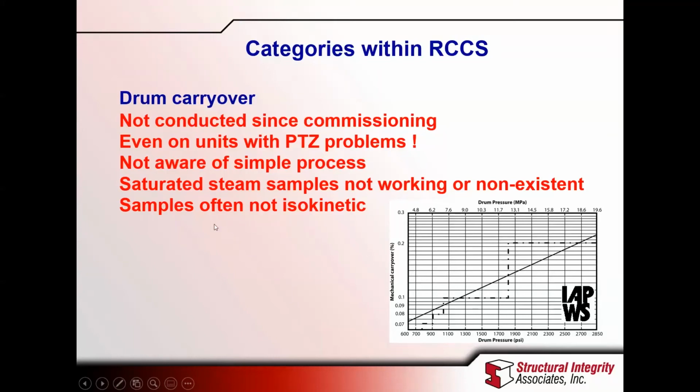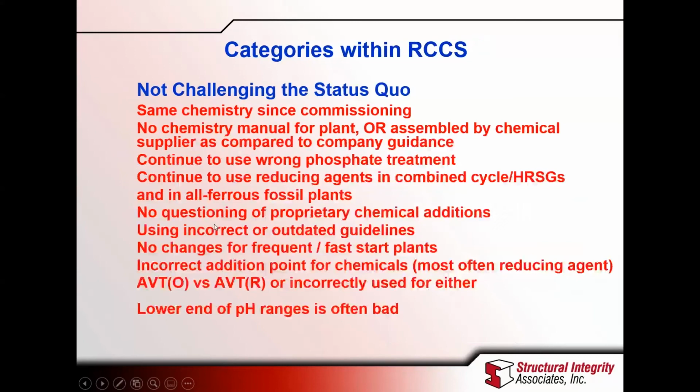And so this is the fourth item. And the final item that I just want to mention is on what we call not challenging the status quo. And for this to be a category in your plant, we find that many plants are operating with the same chemistry since the plant was commissioned. There's no chemistry manual for the plant, or the chemistry manual isn't assembled by the plant, or could be assembled by an external chemical supplier as compared to company guidance.